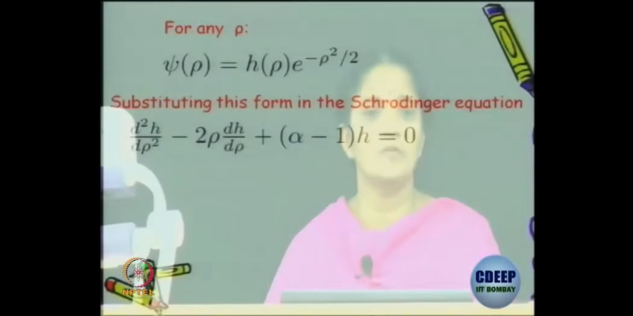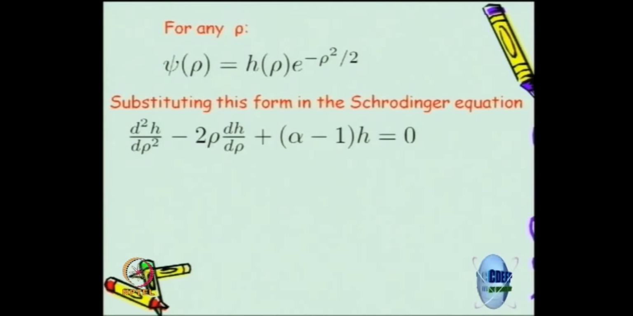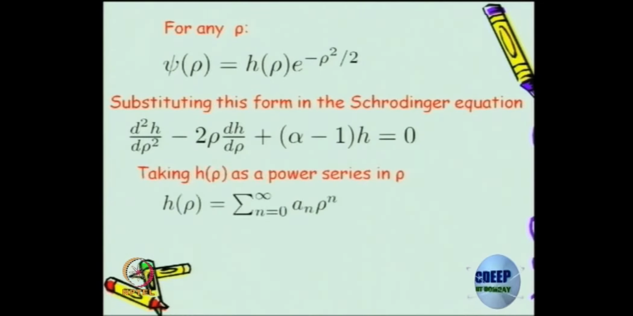Alpha is proportional to energy. Looking at this, can we say what is the solution? It's not obvious. If you go and look at the mathematical special functions, you can determine what the solution is. But we would like to do this from first principles, how to find the solution. To do that, what do we do?